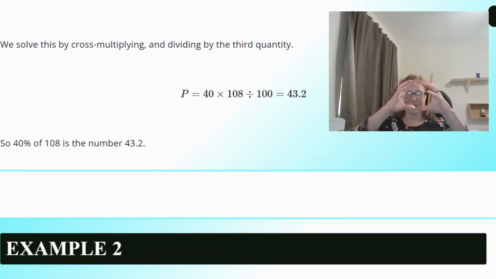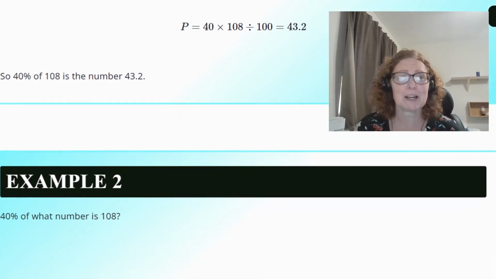So if you have this big circle, and that big circle is 108, 40% of that is going to be 43.2. You can kind of see that would be right, because 50% of 108 would be half, right? Half of 108, divided by 2, is 54. So 40% being 43.2 makes sense, right?